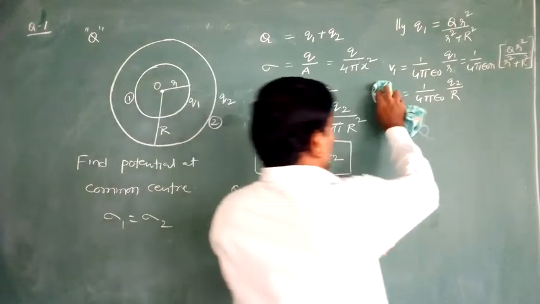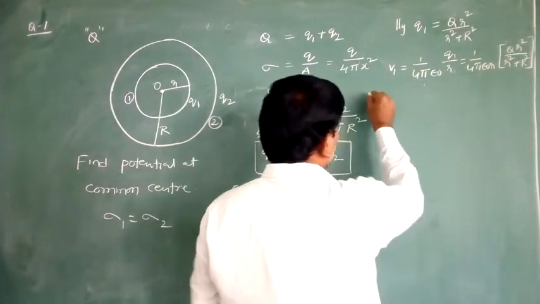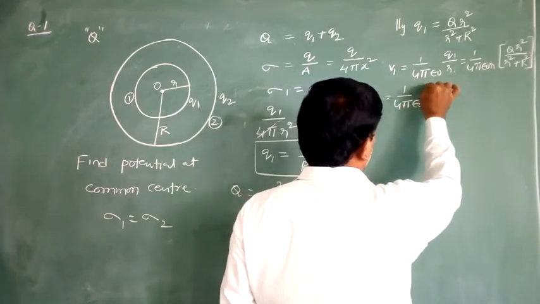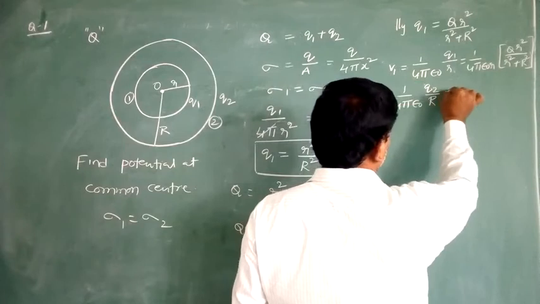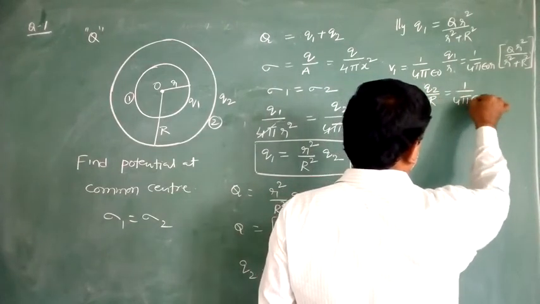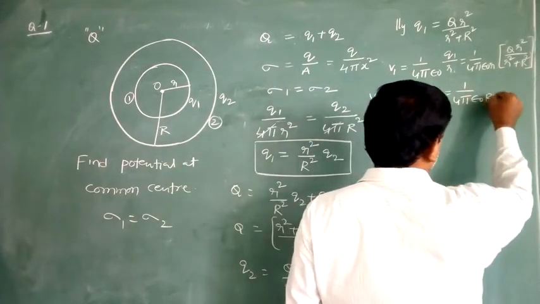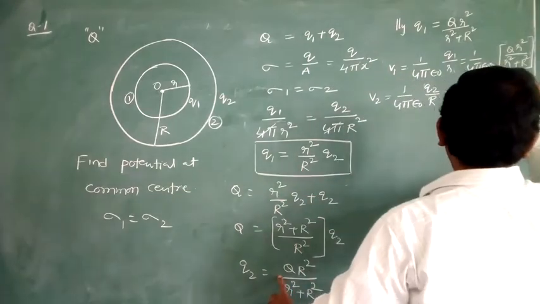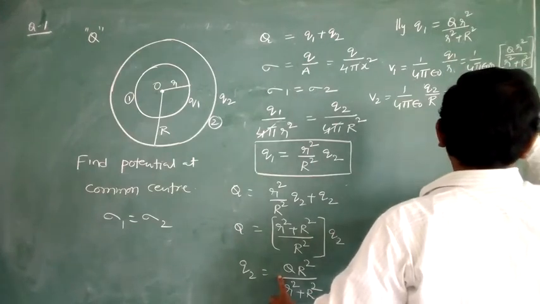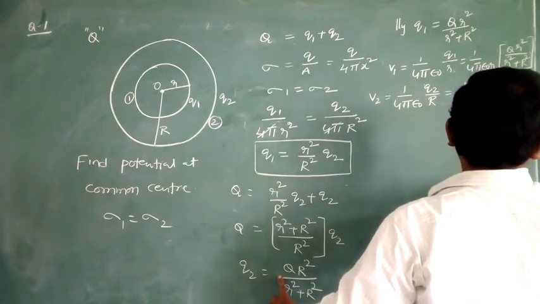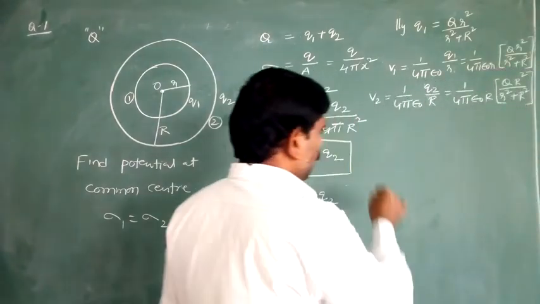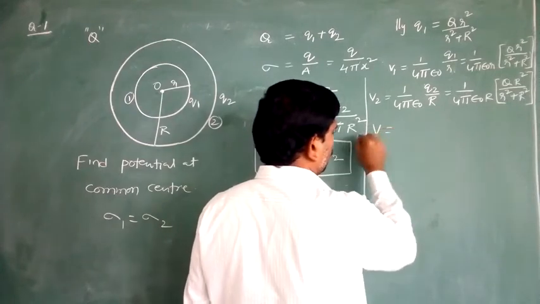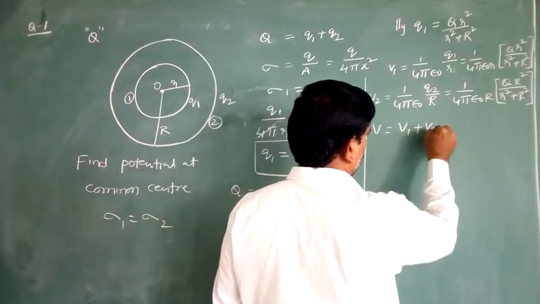Next, potential due to the second shell: V2 is equal to 1 by 4 pi epsilon naught into Q2 by capital R, is equal to 1 by 4 pi epsilon naught into capital R. Q2 is equal to how much? Q2 is equal to Q into small r square by small r square plus capital R square. So therefore total potential at the common center, V is equal to V1 plus V2.